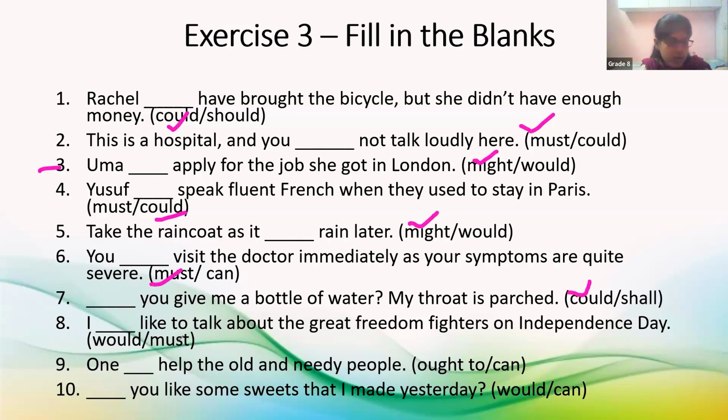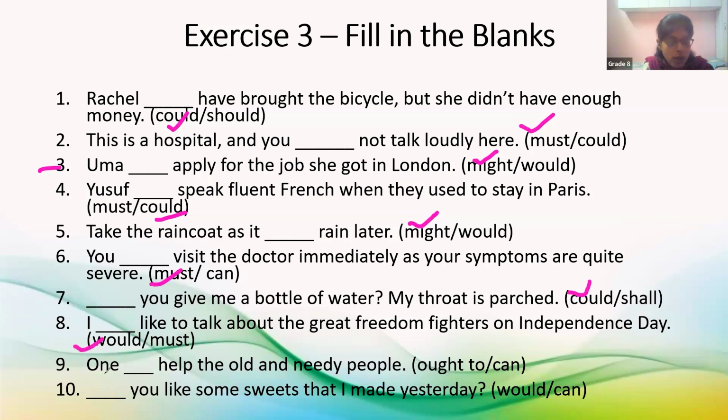I dash love to talk. Ma'am, I would. I'll read this sentence, maybe it will become a little clear. I dash like to talk about great freedom fighters on Independence Day. Would. The correct answer is would.